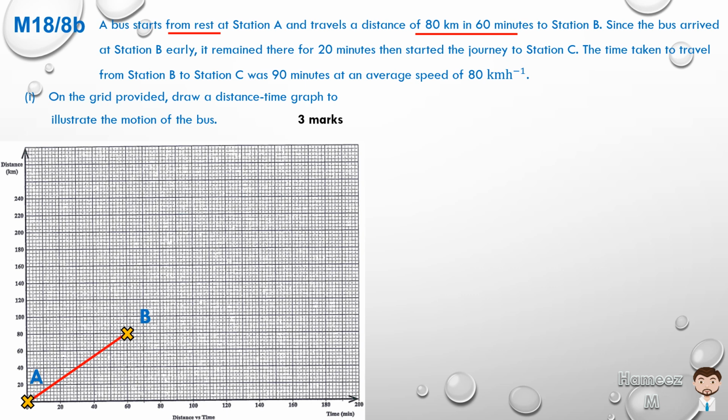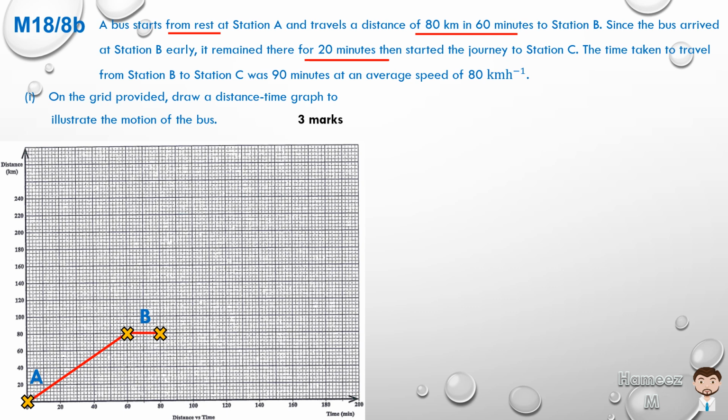B, that motion. And since the bus arrived early, it remained there for 20 minutes. So the distance did not change. So it moved from 60 minutes until 80 minutes at the same distance. So we could draw a line horizontally across, which would still represent station B.